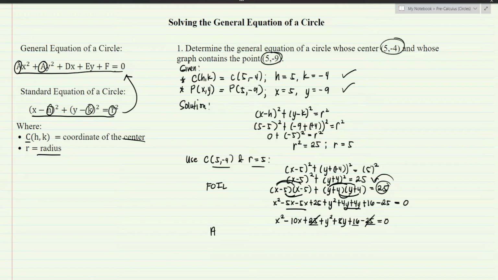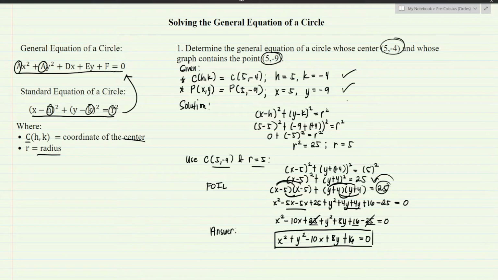So the final answer here would be equal to copying the pattern of our general equation. I will write down first x squared followed by y squared. Then next is the term containing x, that would be negative 10x, plus the term containing y, so plus 8y. Then the last is the constant term, so plus 16, then equal to 0. So our general equation here would be x squared plus y squared minus 10x plus 8y plus 16 equals 0.